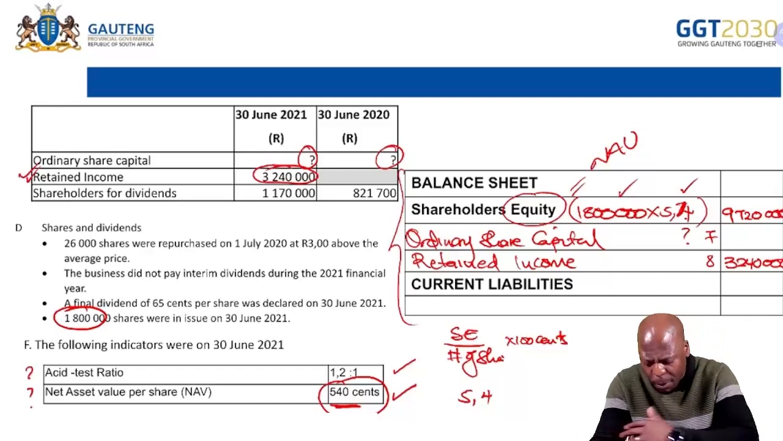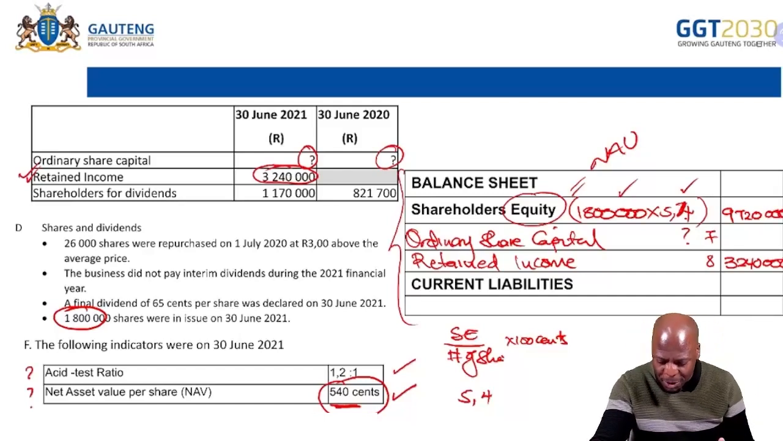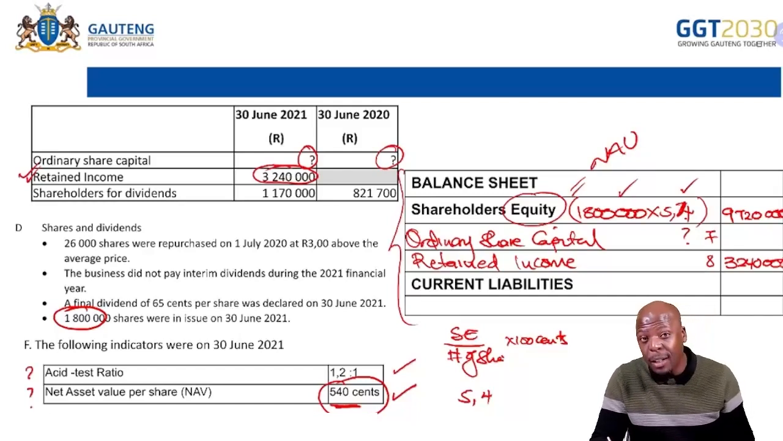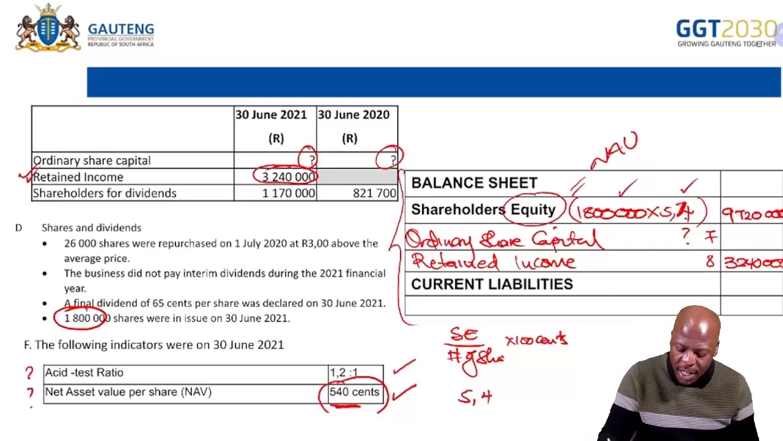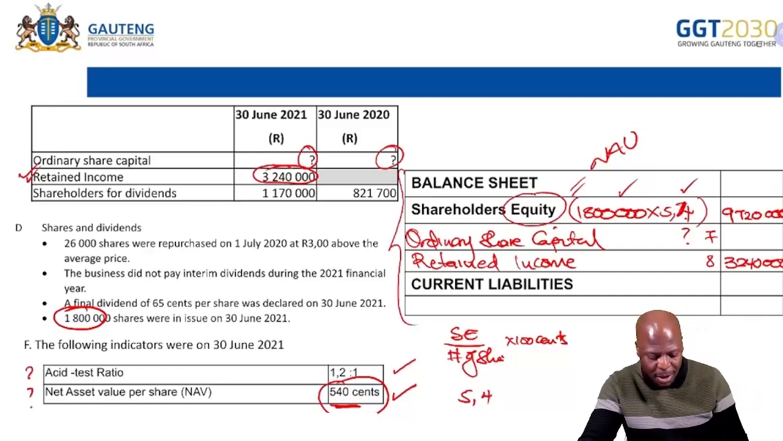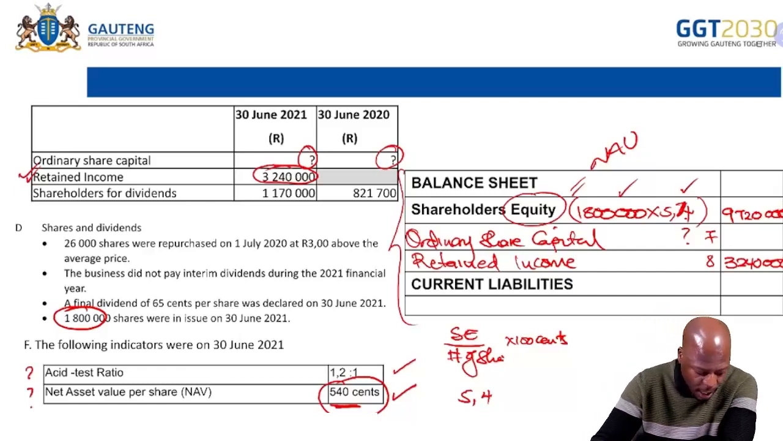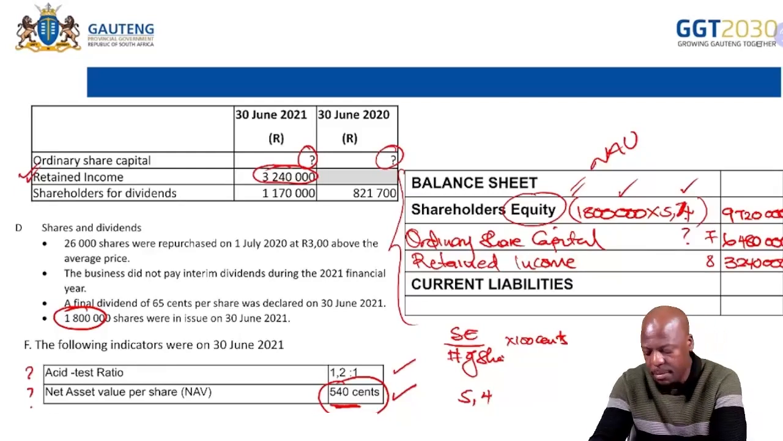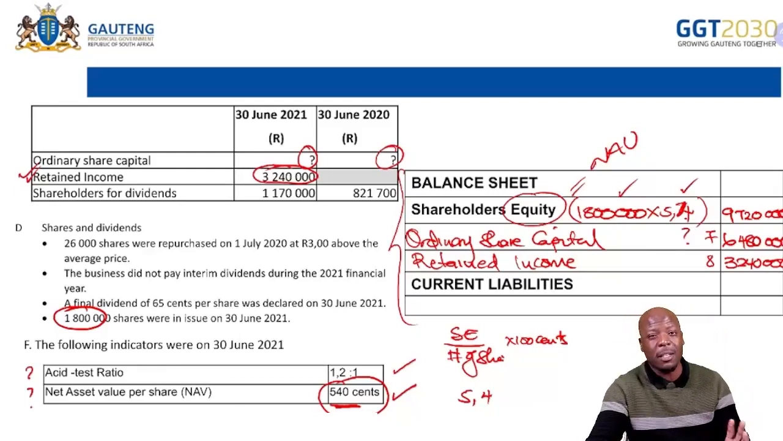So now we don't have much problems anymore because we have the total and one of the values, which is our retained income. We can now get our ordinary share capital. How do we get it? We simply say our 9,720,000 minus the 3,240,000. That should give us our ordinary share capital to be 6,480,000. Very simple.